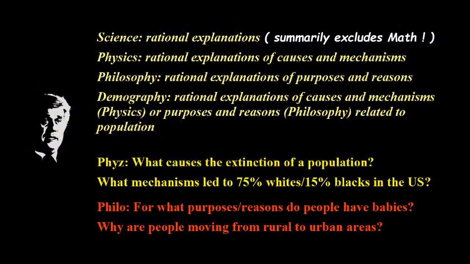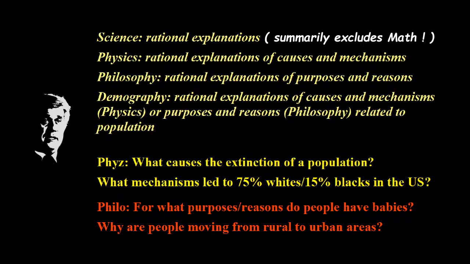Okay, so what is our definition of science and demography? A little different than the one you just saw. Science is rational explanations, that's what science is. And that excludes math. Math does not explain. That's why math is not a part of science. Math can only describe, and descriptions are not science. Physics, rational explanations of causes and mechanisms, and philosophy, the other branch of science, is rational explanations of purposes and reasons. Philosophy deals with behavior and not anything that Plato or Aristotle or anyone after that came up with.